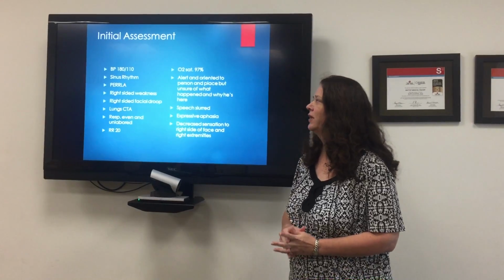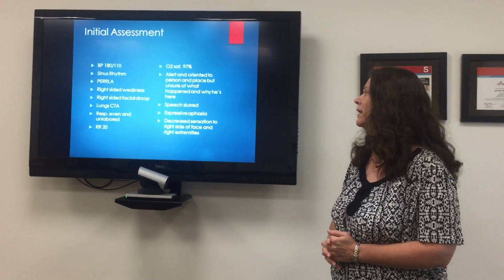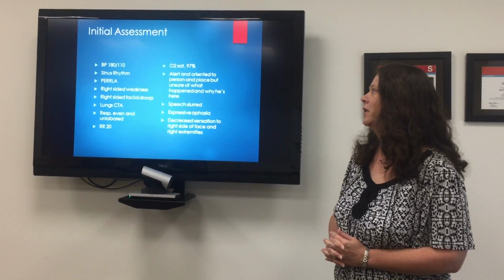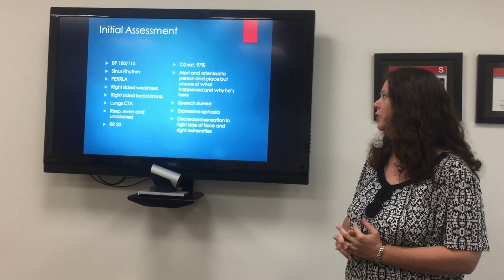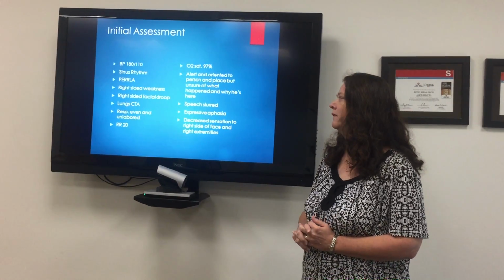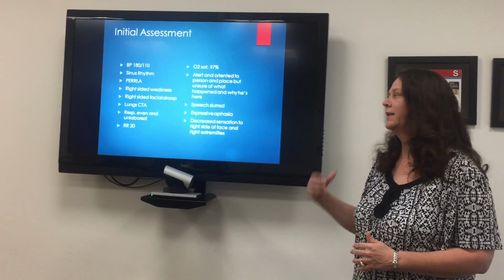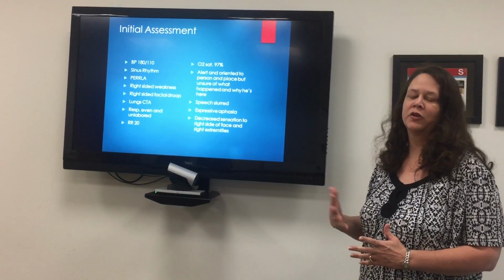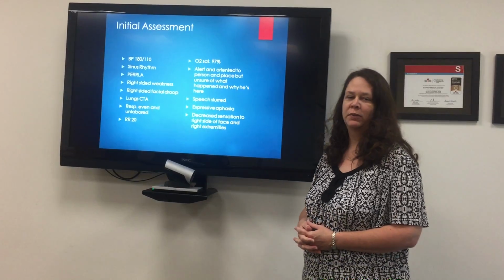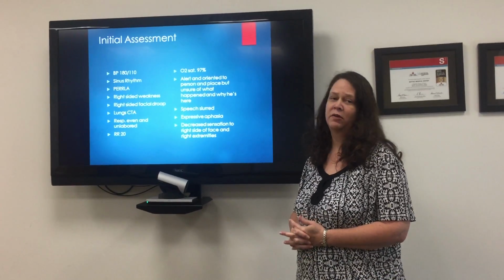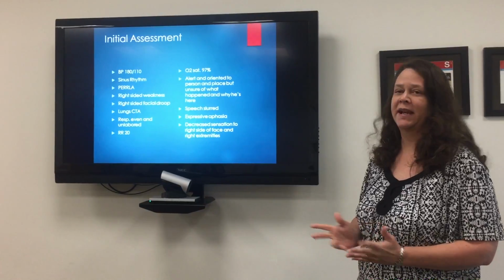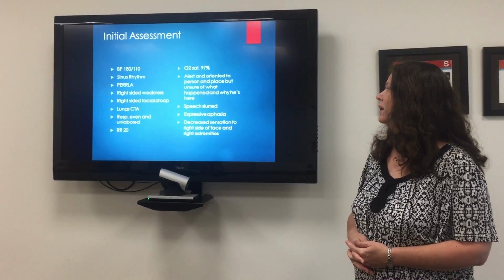As you see, his blood pressure is a little high at 180/110. He's in sinus rhythm. His pupils are equal and reactive, and like we stated, he has the right-sided weakness, the right-sided facial droop. His lungs are clear. His respirations are even and unlabored at 20 a minute. O2 sat's fine at 97.